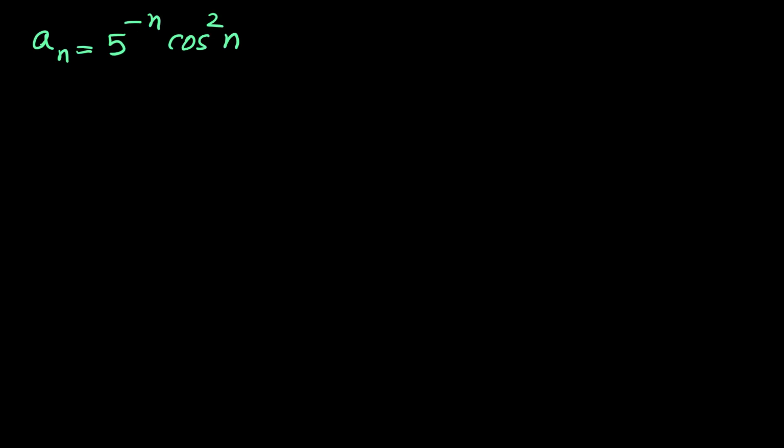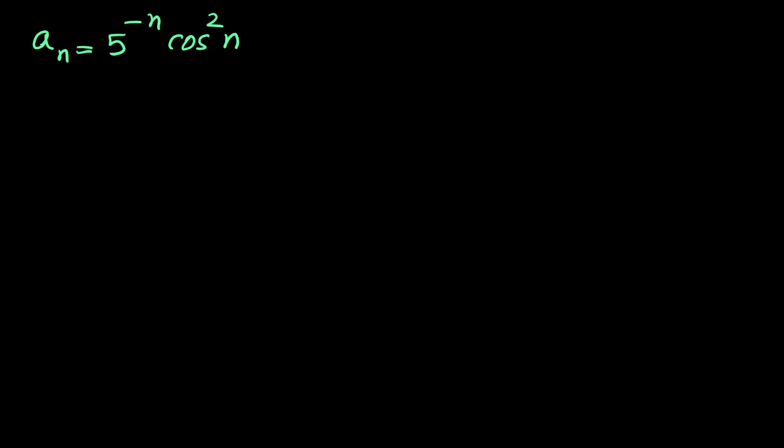Now look at this example. The given sequence is 5 to the negative n cosine to the 2n. Again, as you can see, we have a trigonometric expression. But before we think of using the squeeze theorem or sandwich theorem, let's see why we need to use the squeeze theorem or sandwich theorem for this question.